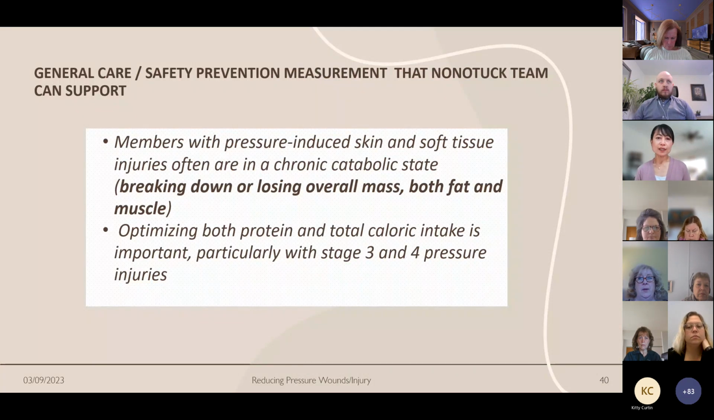Just additional information. Members with pressure-induced skin and soft tissue injuries are often in a chronic catabolic state, breaking down or losing overall mass, both fat and muscle. That's why the intake is very important. Optimizing both protein and total caloric intake is important, particularly with stage 3 and 4 pressure injuries. And now with this information, you know all the stages from different approaches, right? Okay. Next slide, please.